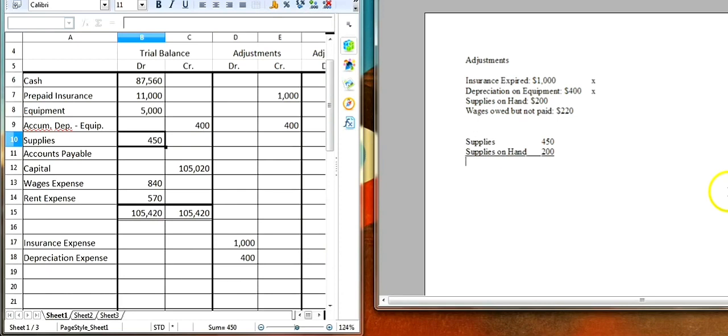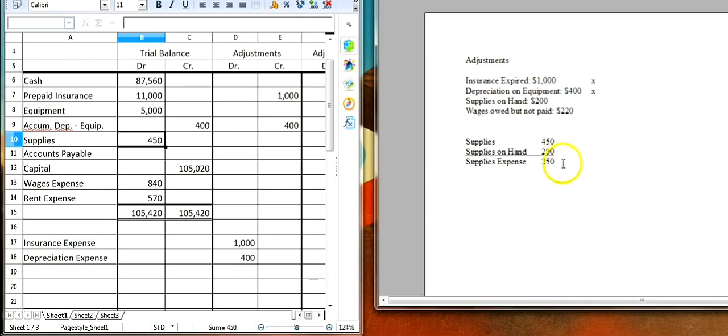And in order to find out what my expense is, I need to do a little bit of subtraction. Here my supplies expense is $250. What's left over tells me the supplies expense, which is how much I used during the month. And over here on my worksheet, I don't have a supplies expense row, so I'm going to add one down there. It's a double entry, so every time I have a debit, I need to put an equal amount on the credit side.